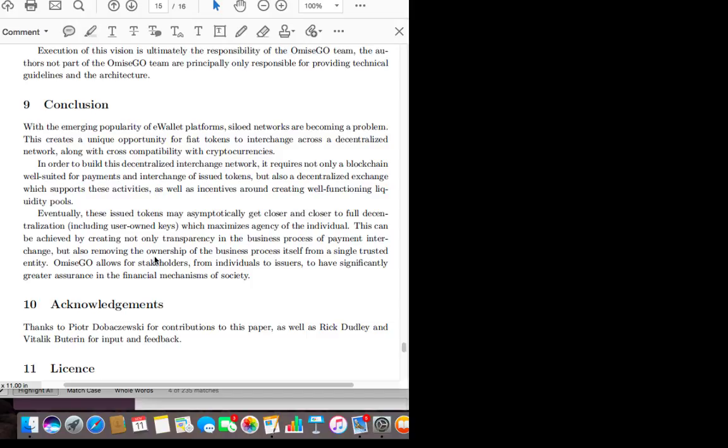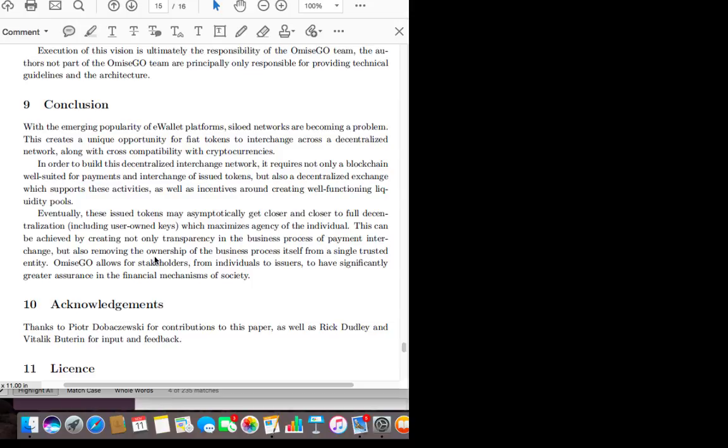cryptocurrencies. In order to build this decentralized network, it requires not only a blockchain well suited for payments and interchange of issued tokens, but also a DEX, a decentralized exchange, aka EtherDelta, which supports these activities, as well as incentives around creating well-functioning liquidity pools. Very interesting there, guys.